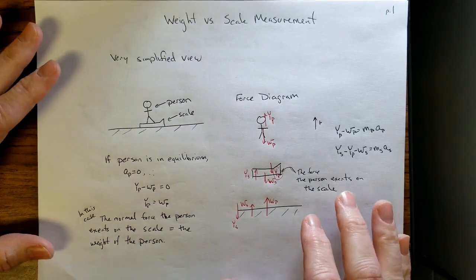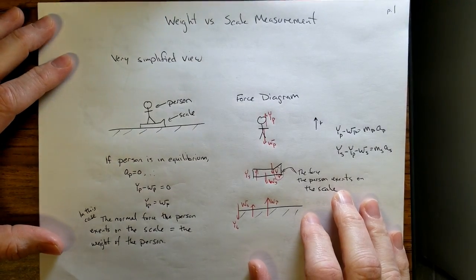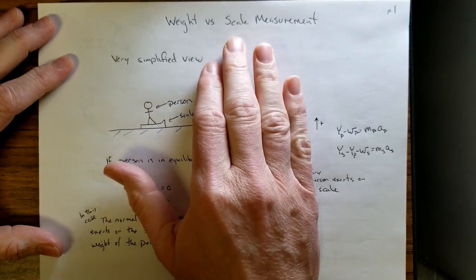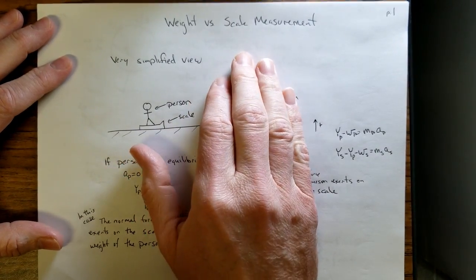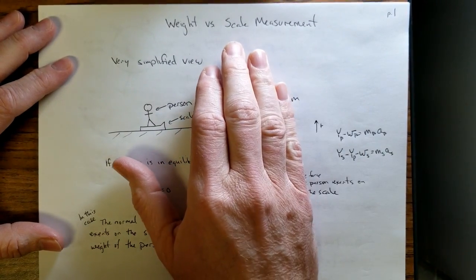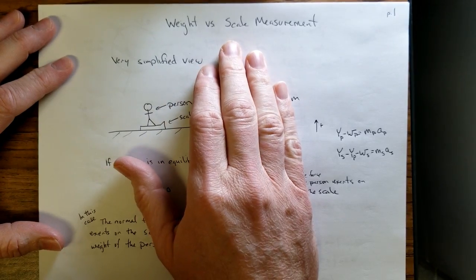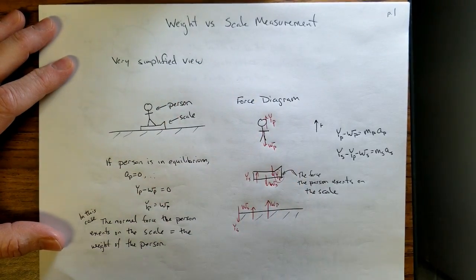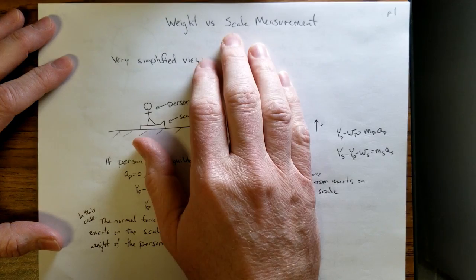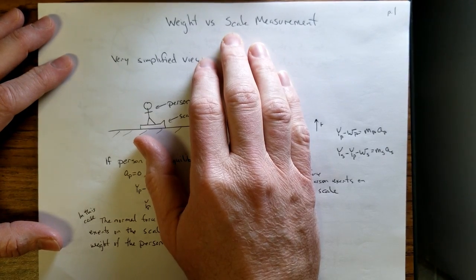So let's take a look at weight versus scale measurement. Just from a vocabulary point of view, if you're finding mass, it's really a balance. And if you're finding weight, you're really using a scale. And as we'll talk about in this, when you're finding weight, there are certain assumptions being made in order for the scale reading to actually be your weight.